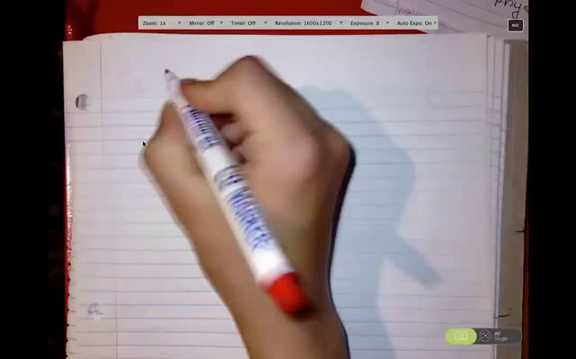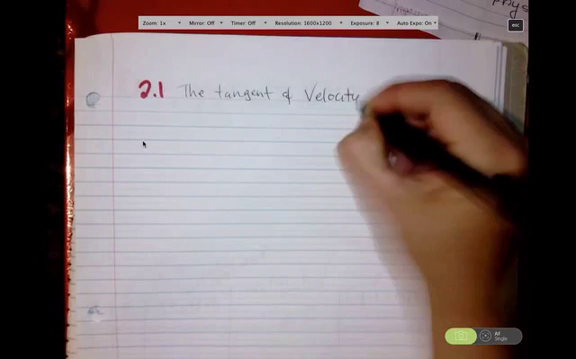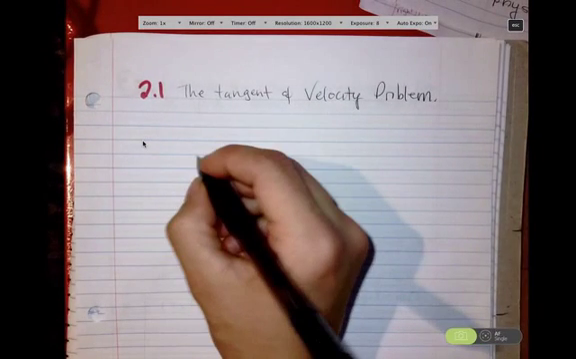Question 2.1 is about the tangent and the velocity problem. The first thing to remember is the point-slope form of a line.